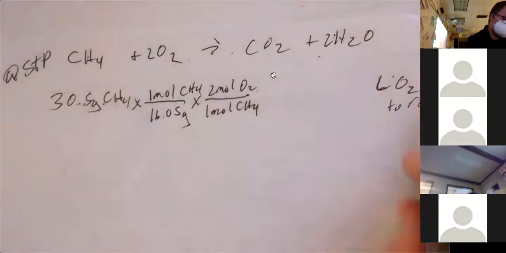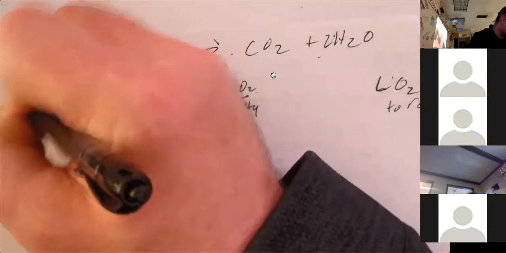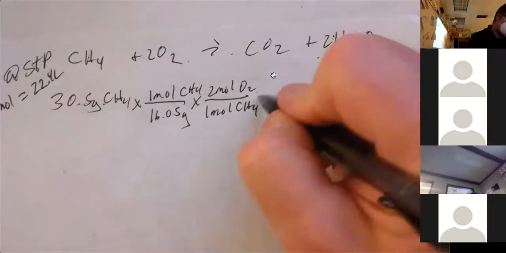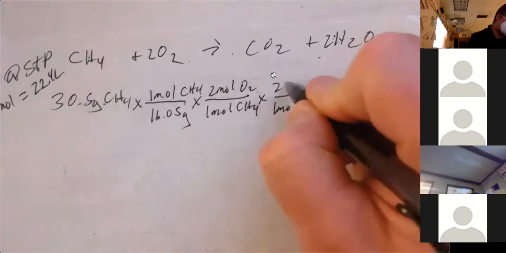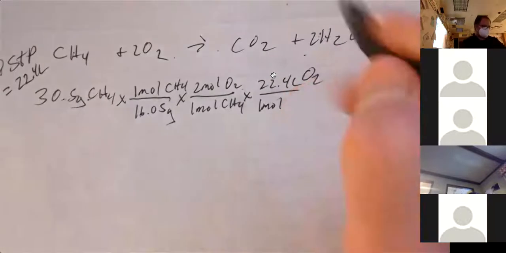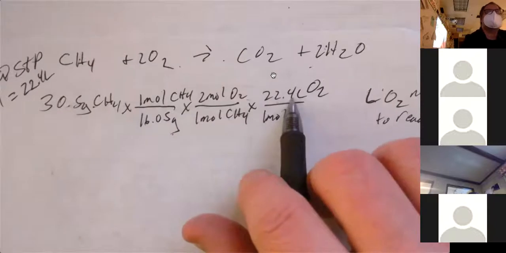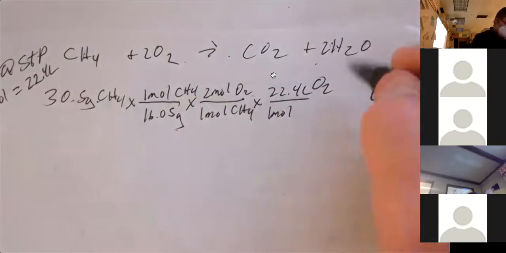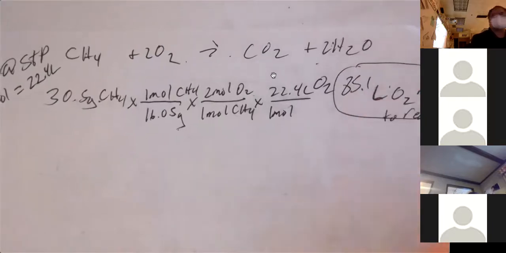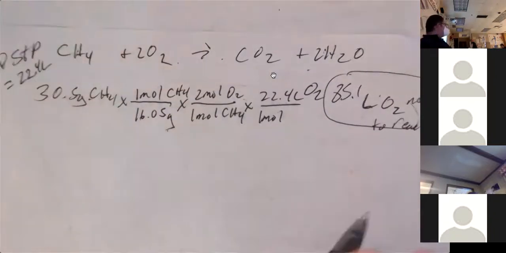Since this is at STP, every 1 mole of any gas at STP equals 22.4 liters. So every 1 mole is 22.4 liters. That's what we want. 30.5 divided by 16.05 times 2 times 22.4. It's about 85.1339. We would need 85 liters of oxygen to react with 30.5 grams of CH4.